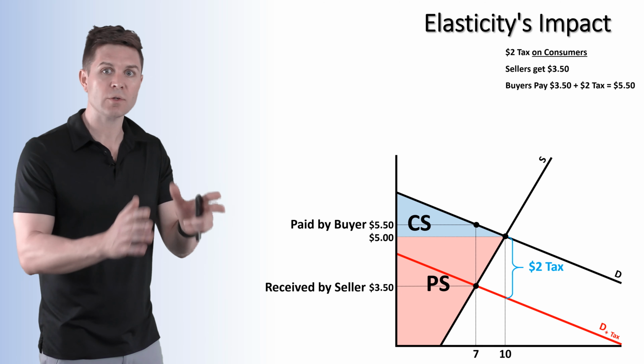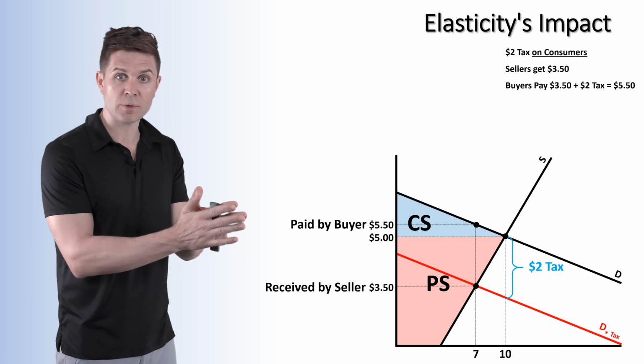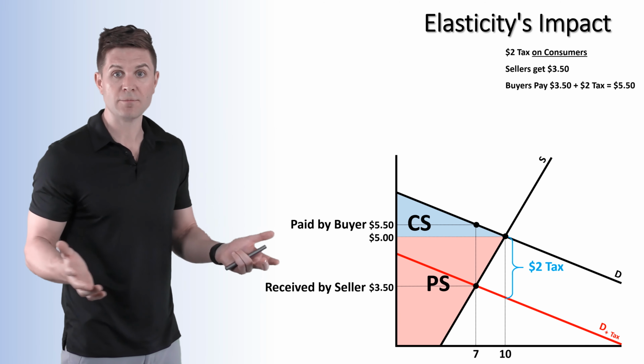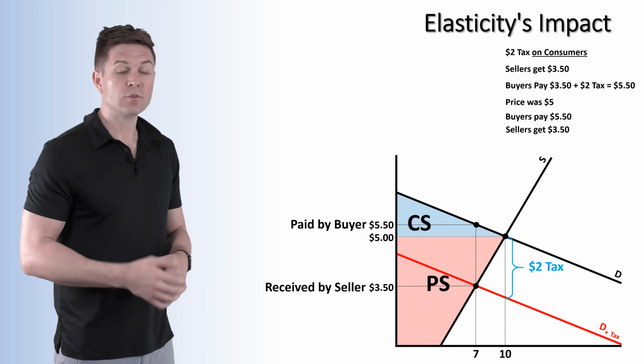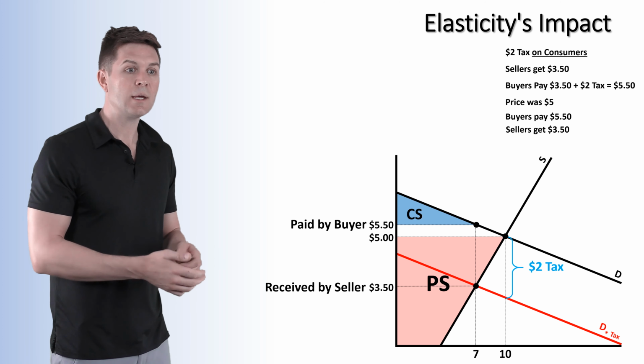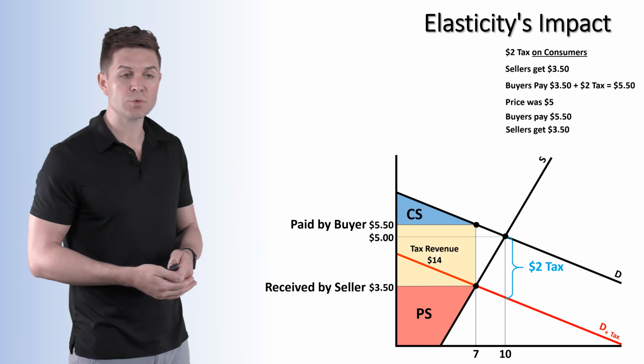That new demand curve gives us a new equilibrium price, and that means that the seller gets $3.50, the buyer has to send in that extra $2, which means he's going to pay $5.50 out of pocket. All right, so the price was $5, the buyers are paying $5.50, the sellers get $3.50. Consumer surplus is going to shrink for the buyers, producer surplus is going to shrink for the sellers.